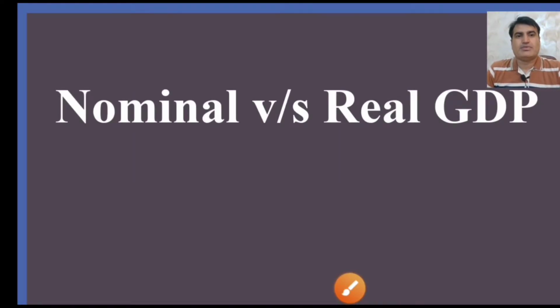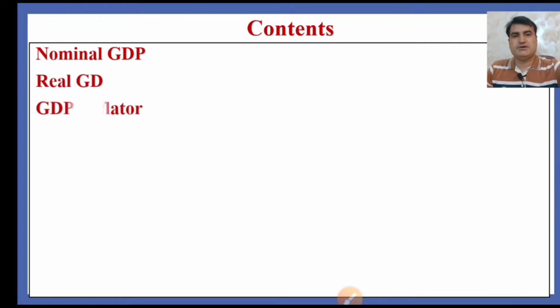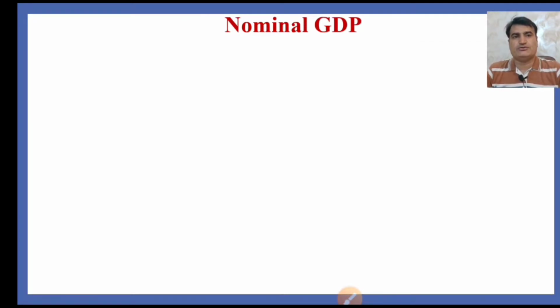I am Dr. Kaval. After having discussed GDP, GNP, NNP, personal income, and personal disposable income, now we are going to learn what nominal GDP is, what real GDP is, what the difference between nominal and real GDP is, and what the GDP deflator is. In this lecture we shall learn what nominal GDP, real GDP, and the GDP deflator are, and what formulas we can use to calculate nominal GDP and real GDP.